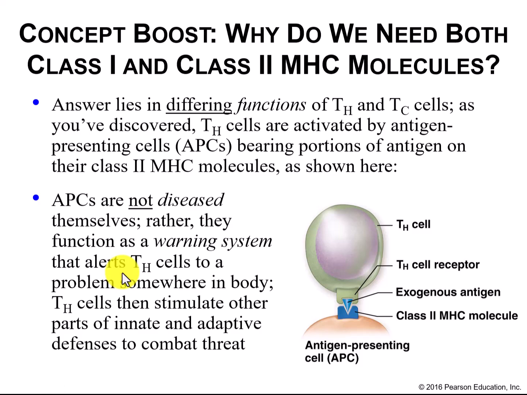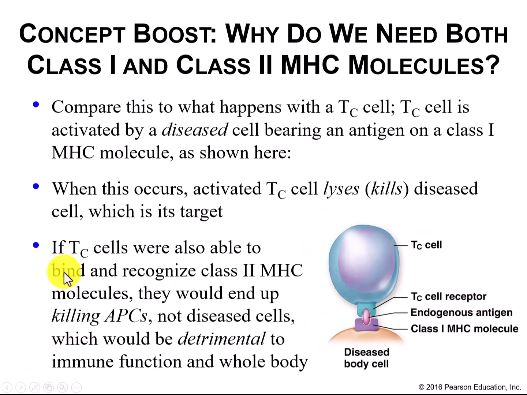So those things that are exogenous, presented on an MHC2, are a warning system. They're saying, hey, this is in here, mount a response, activate our B cells, activate our cytotoxic T cells, but mainly our B cells. So you don't want to kill the messenger here, because all it did was clean up the garbage or phagocytize whatever the foreign invader was and then present it to the immune system.